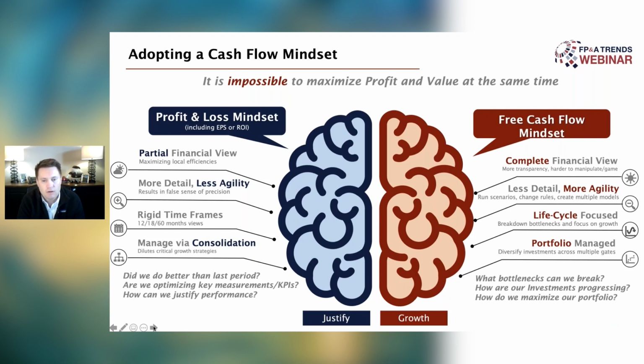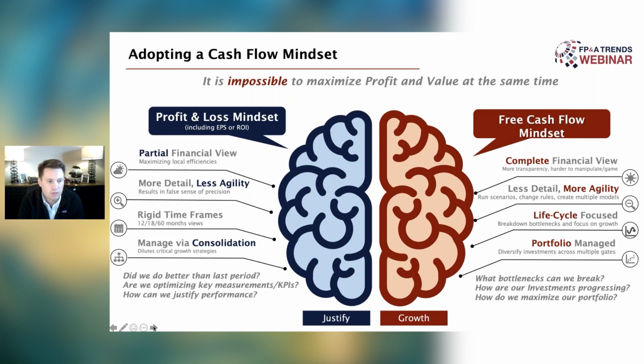As we move down, we also think about cash. We think in terms of sources and uses of cash, so inflows and outflows of cash. Because of that, the detail is not that important. This makes it more agile. You can run scenarios, change rules, create multiple models. It creates a lot more flexibility in the system.